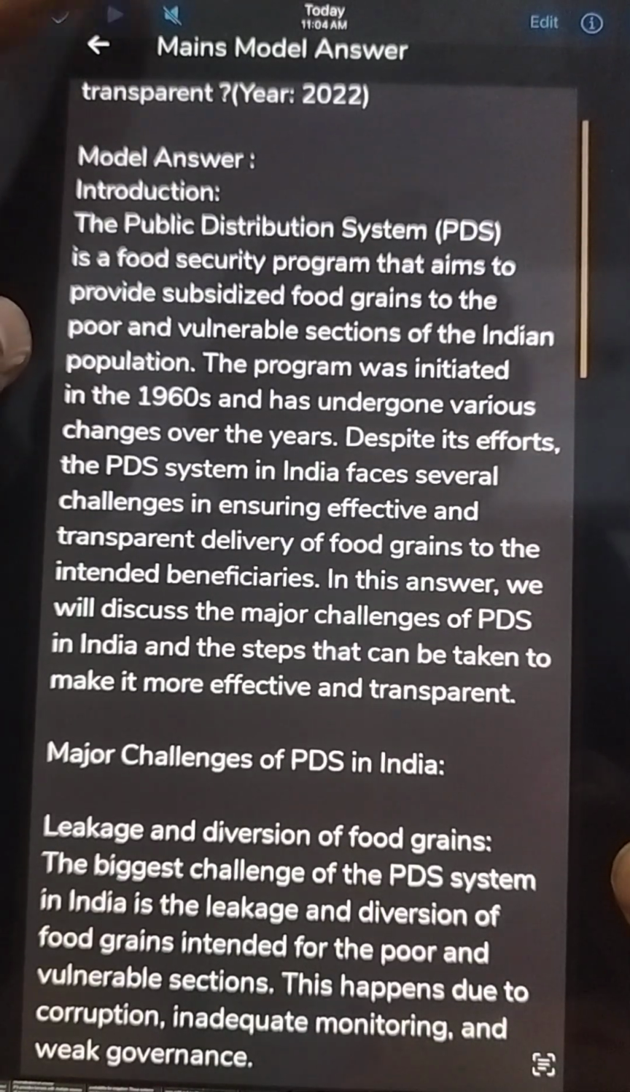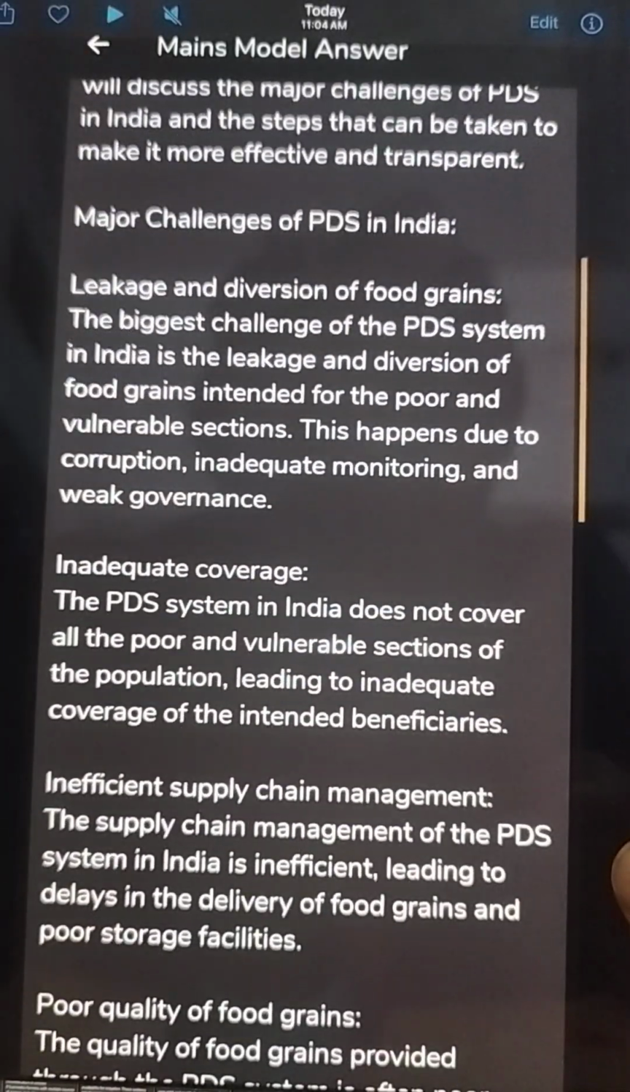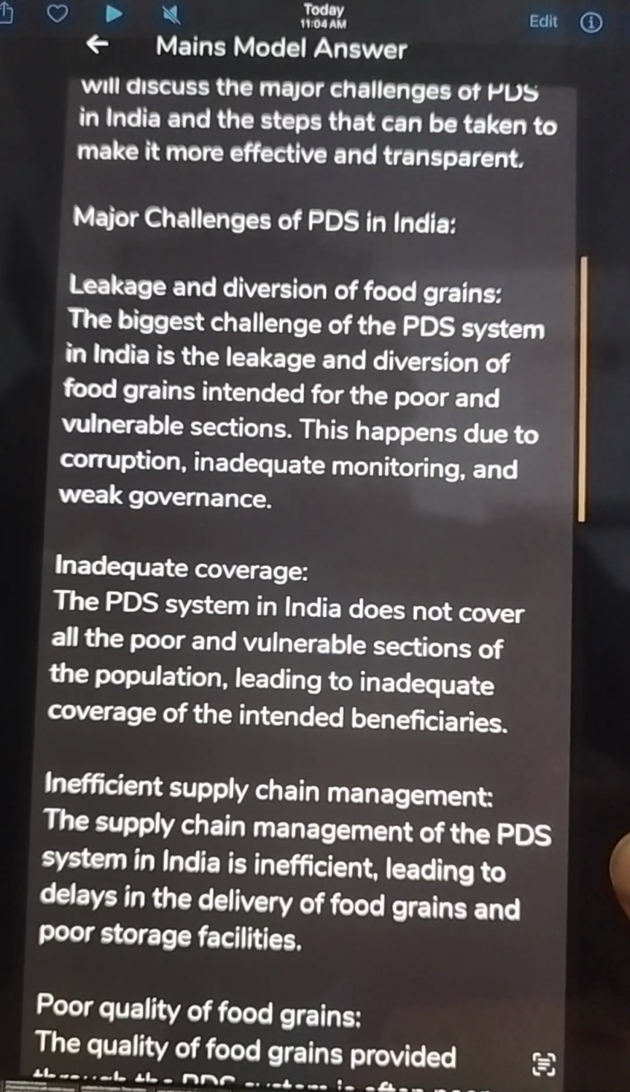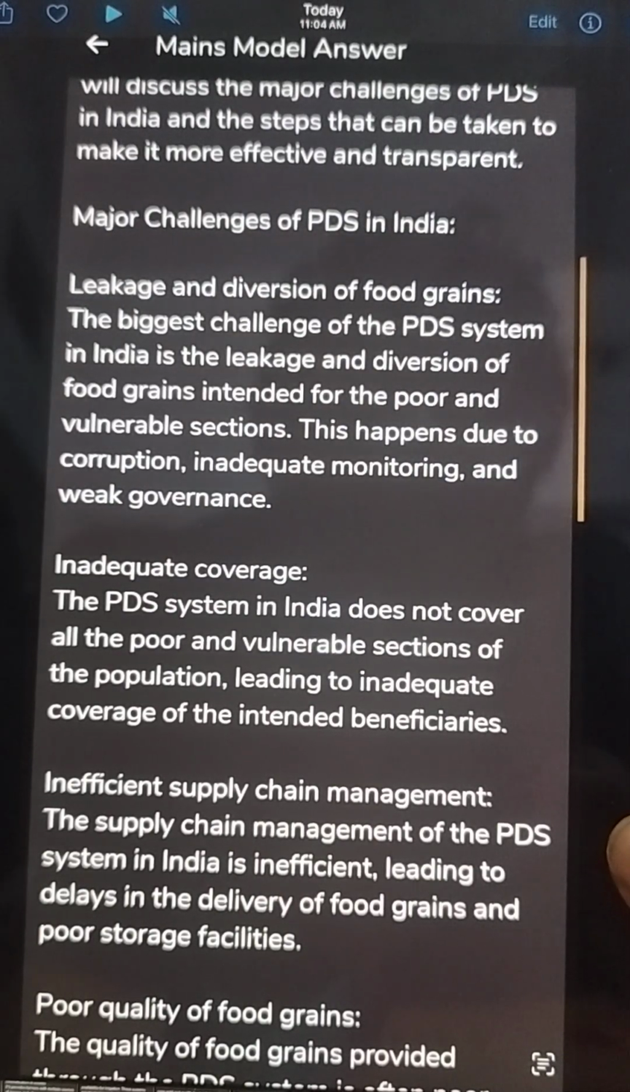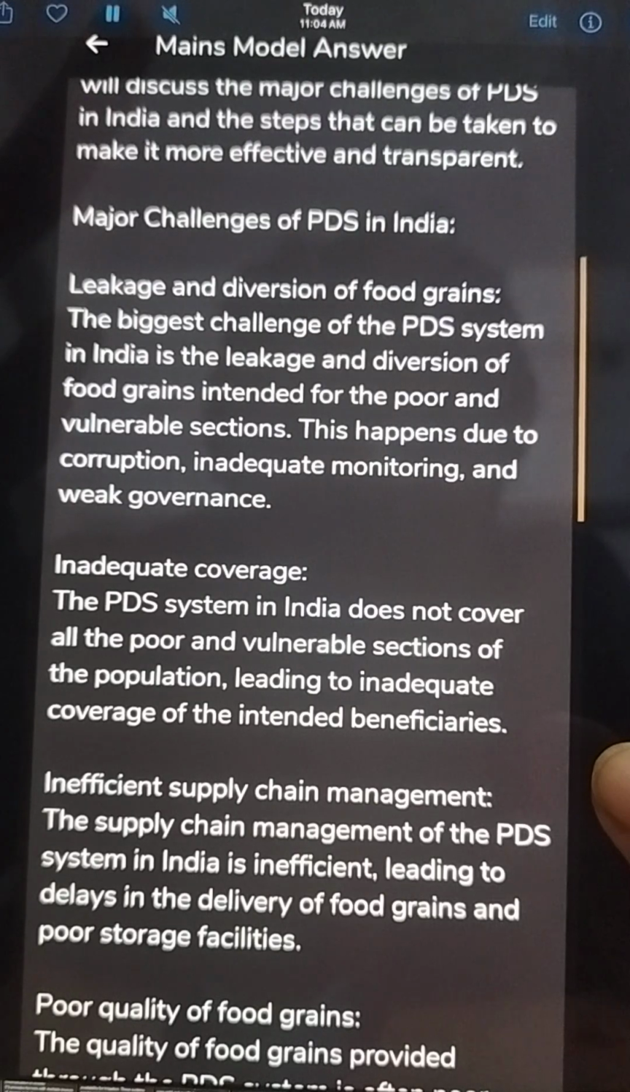Major challenges of PDS in India. Leakage and diversion of food grains. First is leakage and diversion of food grains. The biggest challenge of the PDS system in India is the leakage and diversion of the food grains intended for poor and vulnerable sections. This happens due to corruption, inadequate monitoring and weak governance. Then comes inadequate coverage. The PDS system in India does not cover all the poor and vulnerable sections of the population, leading to inadequate coverage of the intended beneficiaries.